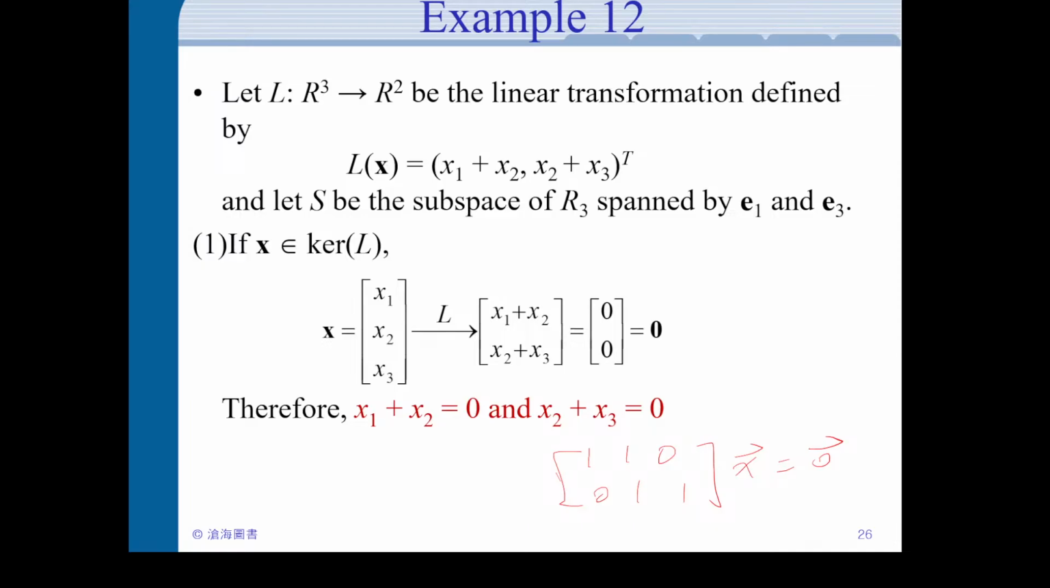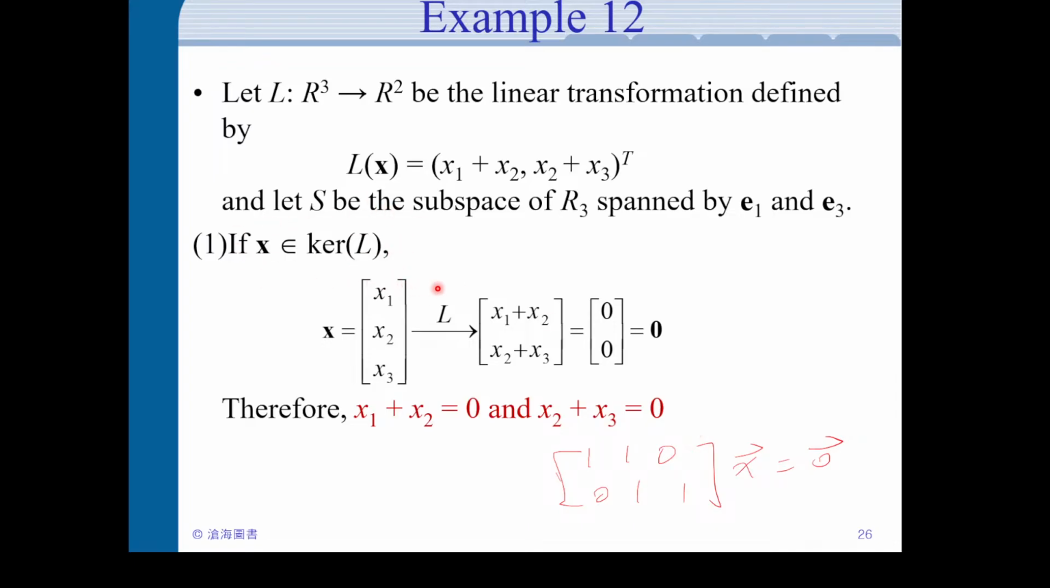Let's see more examples. We have an R3 to R2 transformation where every coordinate of R2 is a linear combination of things inside R3. Its first coordinate is x1 plus x2, and its second coordinate is x2 plus x3. You can write this in matrix form. If you write L of x as Ax, then A looks like this: 1, 1, 0 for x1 plus x2, and 0, 1, 1 for x2 plus x3. Now we can solve for the kernel and image.